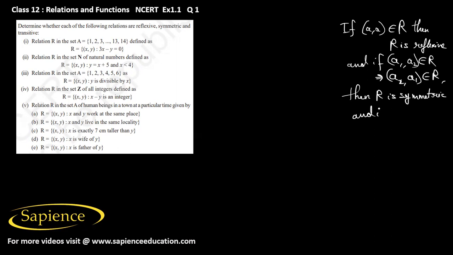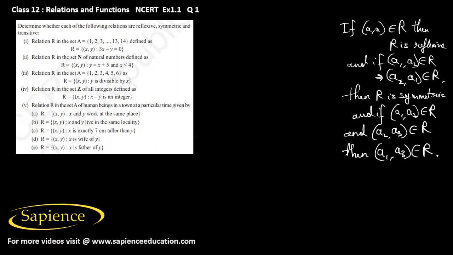And if (a1, a2) belongs to relation R, and also the element (a2, a3) also belongs to the relation R, then (a1, a3) should also belong to the relation R. So this implies that (a1, a3) belongs to the relation R. Then the relation R is transitive.